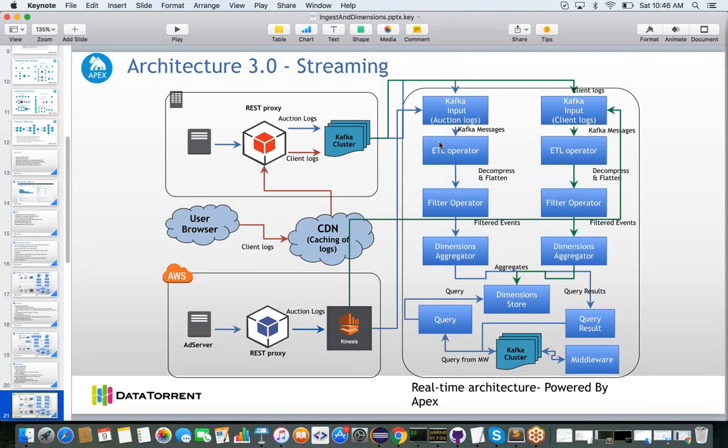Typically, while developing an Apex application, you are expected to write such operators which just tell you what your business logic should be and nothing else. Then the filter operator would just drop some fields and filter based on some enhancement criteria. The dimension aggregator would aggregate the filtered events and write it to a store, and then you have the same flow of middleware querying into a pub/sub based Kafka for getting those aggregate results.